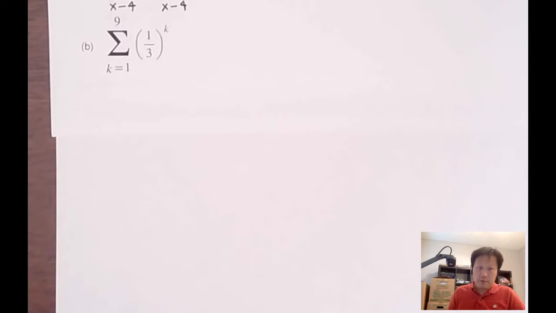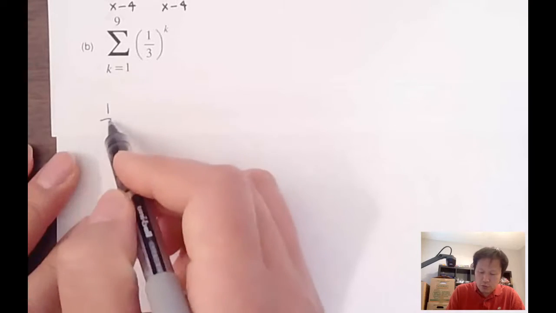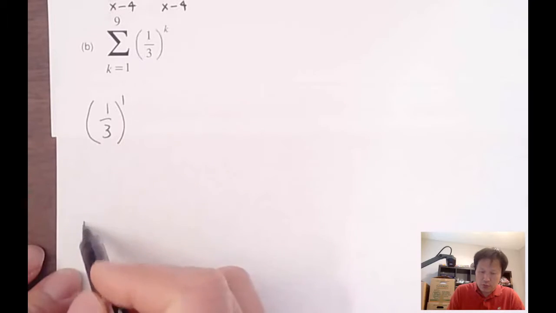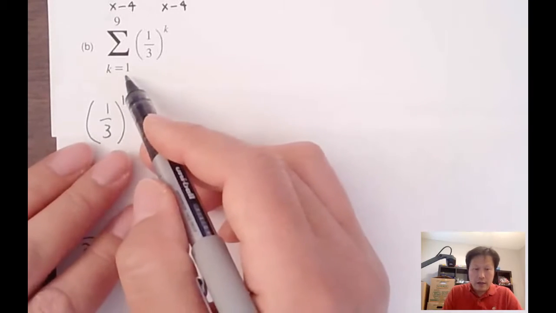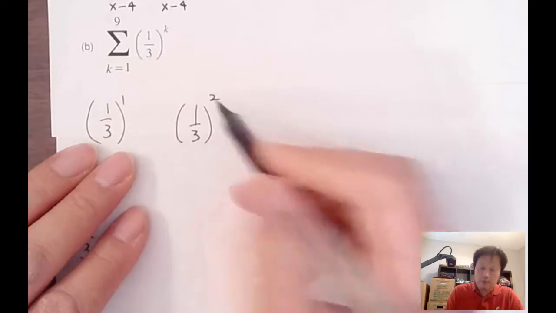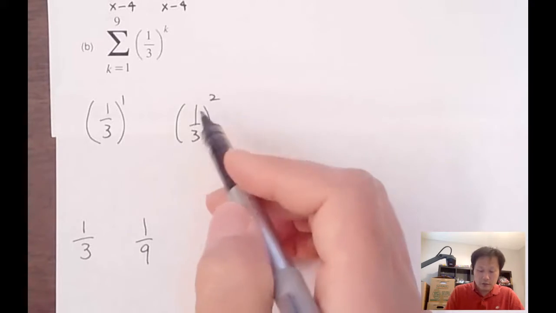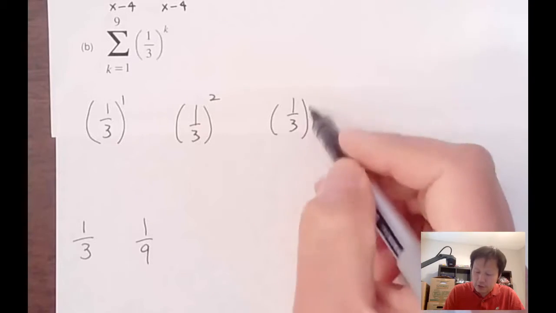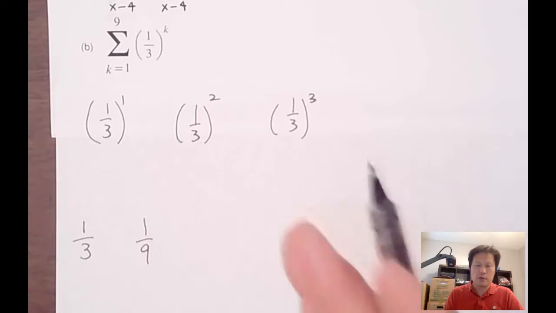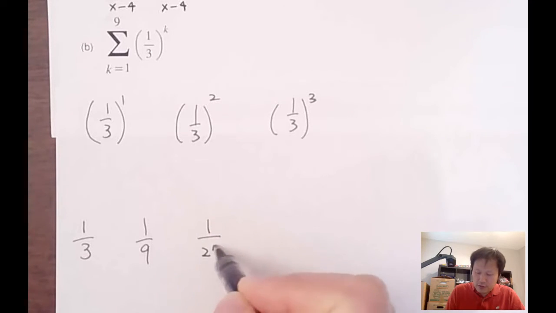Sigma notation means you plug in the k value as 1 into this expression. (1/3) to the 1 power is just 1/3. Then the next value after 1 is 2. Plug in 2: (1/3) to the second power means 1/3 times 1/3, which becomes 1/9. Next number after 2 will be 3. You plug in 3: (1/3) to the third power, 1/3 times 1/3 times 1/3. 3 times 3 times 3 is 27, so 1/27. You get the idea.